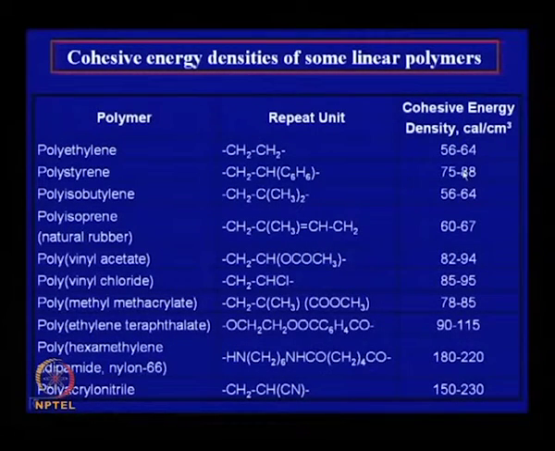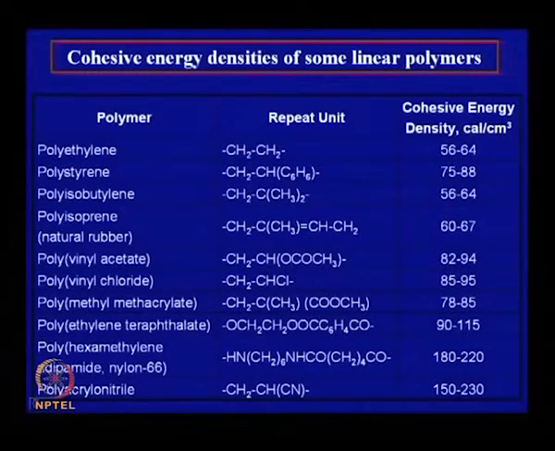Cohesive energy density is the sum total of secondary valence force energy, the total quantity per mole, of course, per gram mole or per mole. Okay. Here it is shown per cc, calories per cc: the energy required to break those secondary bond forces is like this, 56 to 64 calories per cc. Okay. You can calculate in terms of mole basis.